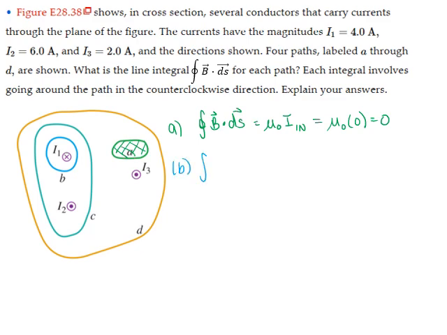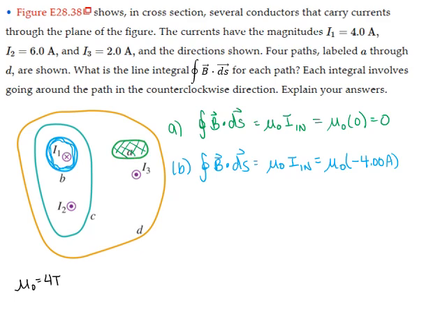So part B, the integral of B dot ds equals mu naught times I in. Let's look at the current that's inside our path B. So path B has current I1 in it. Current I1 points into the page. That's opposite of our convention that says positive current is out. So current I1 must be negative. So minus 4 amps. Mu naught, I'm not going to fill in that number. I'll just write it down here at the bottom.